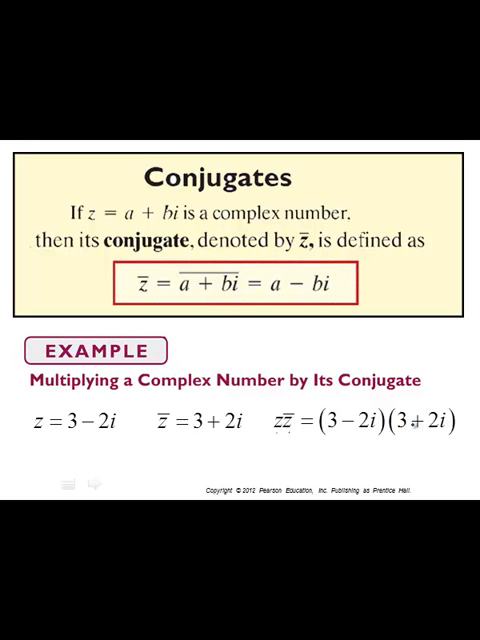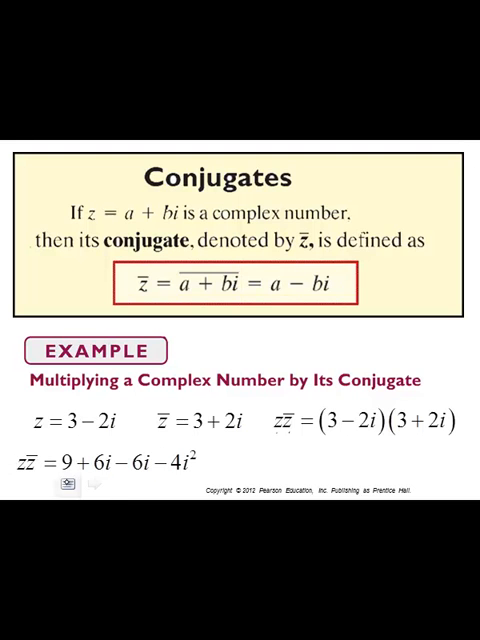Now remember, as in multiplying a binomial times its conjugate, you end up with the difference of squares. Well, we'll have that same issue here. 3 times 3 is 9 minus quantity 2i squared. But what is i squared? Negative 1. So you have negative 4 times negative 1 is 4. So 9 plus 4 is 13.